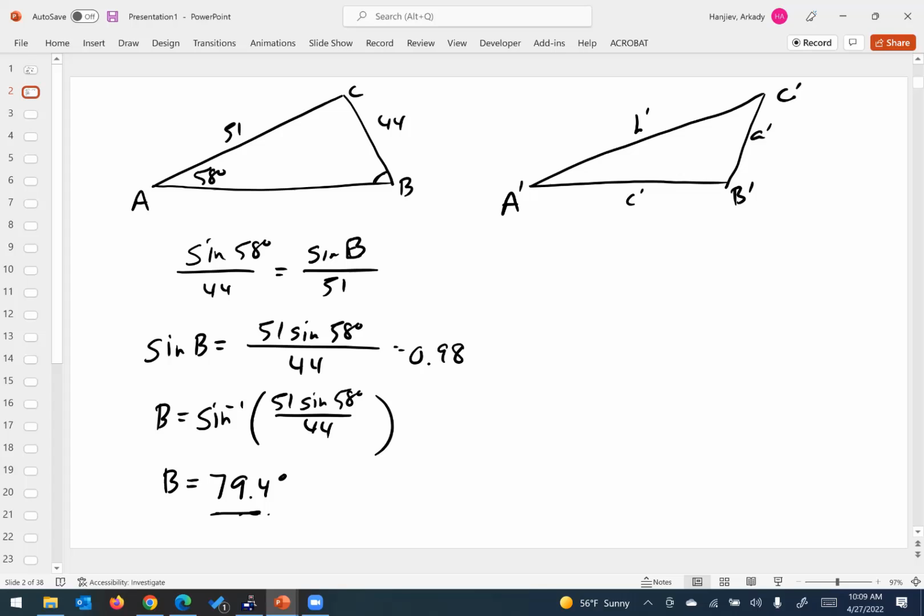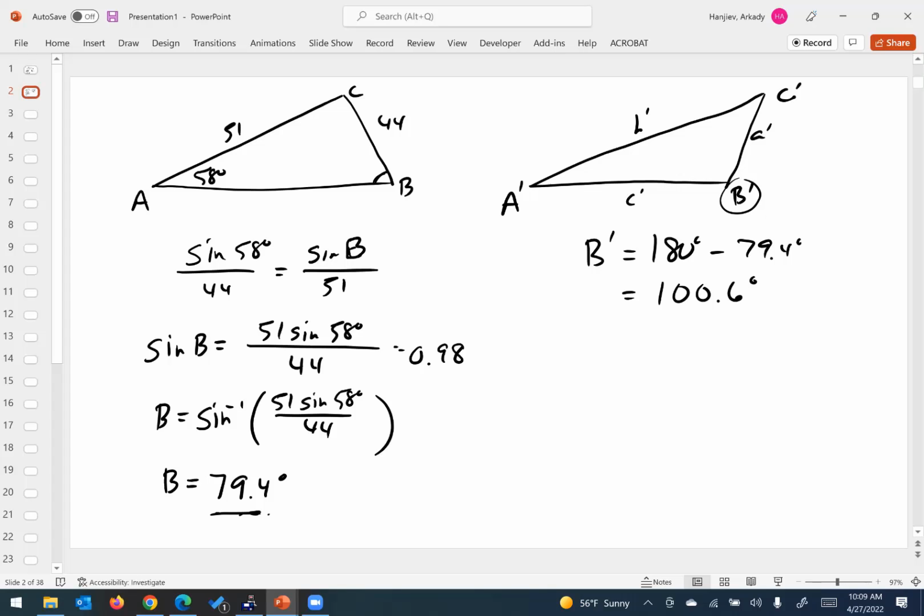We're going to go back over here and we're going to get B prime right away. Anybody tell me how do you get B prime? 180 minus that and then. Absolutely. And what would that angle be? 100.6 degrees. Okay.